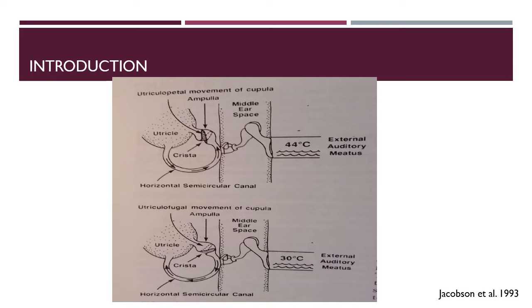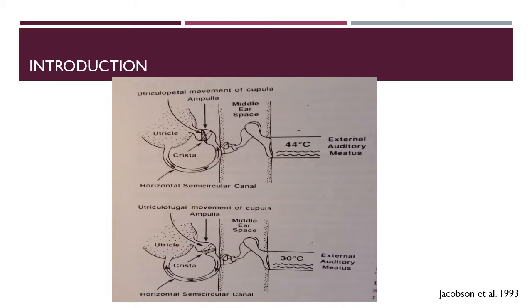Let's now take a look at this diagram, which shows how thermal convection currents are set up in the membranous labyrinth. An upward change in the middle ear temperature above the bodily temperature will cause the endolymph to move upwards, generating an endolymphatic current within the canal towards the ampulla. Then if the stimulus temperature is lower than bodily temperature, there is the opposite movement, which generates an ampullary current away from the ampulla.